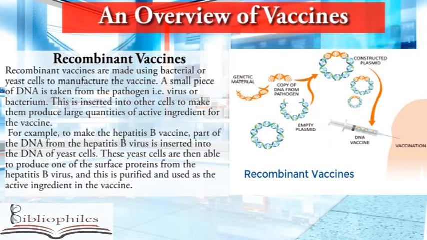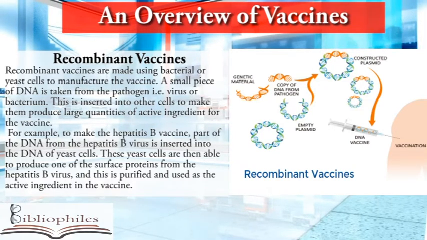Now let's talk about the fourth important type of vaccines, that is recombinant vaccines. See, recombinant vaccines are made using bacterial or yeast cells to manufacture the vaccine. A small piece of DNA is taken from the pathogen, that is the virus or the bacteria, and this is inserted into other cells to make them produce large quantities of active ingredients for the vaccine. For example, to make the hepatitis B vaccine, part of the DNA from the hepatitis B virus is inserted into the DNA of yeast cells.